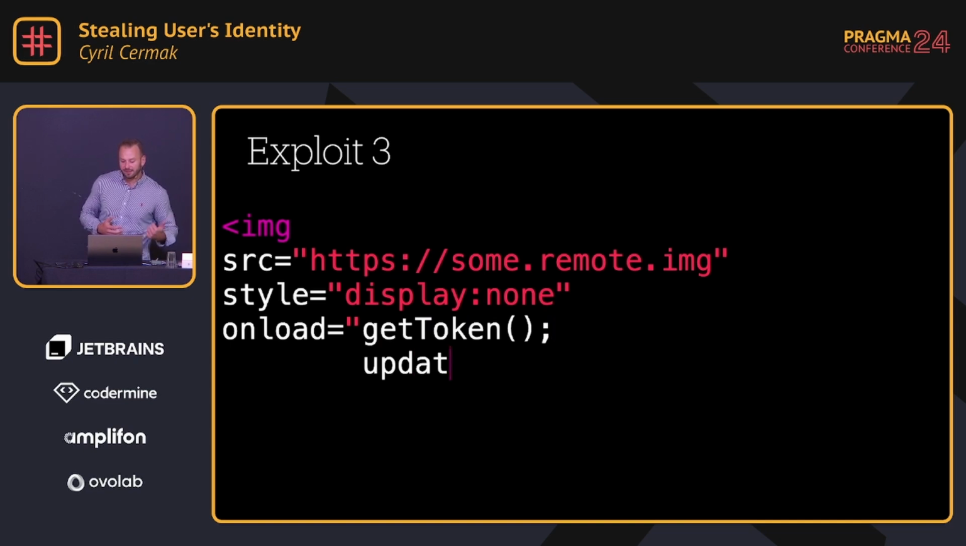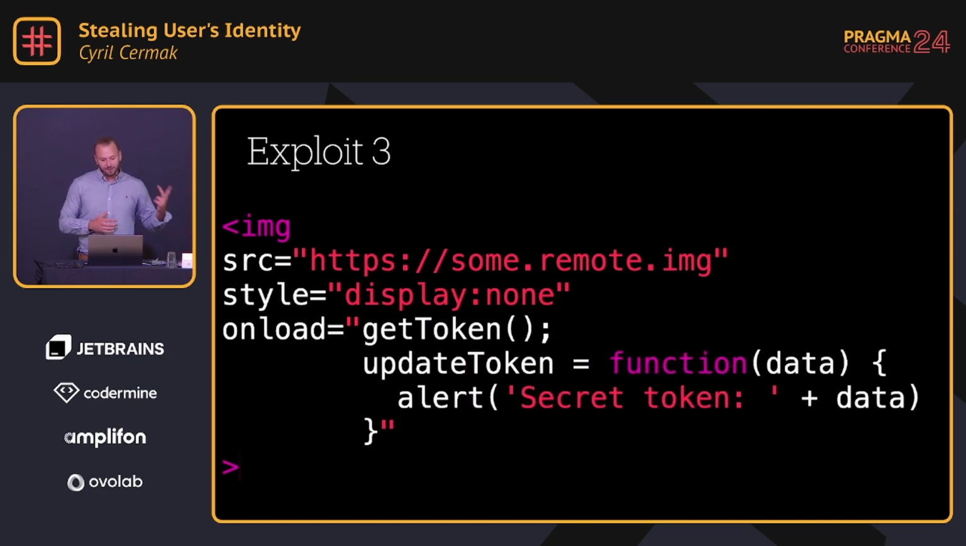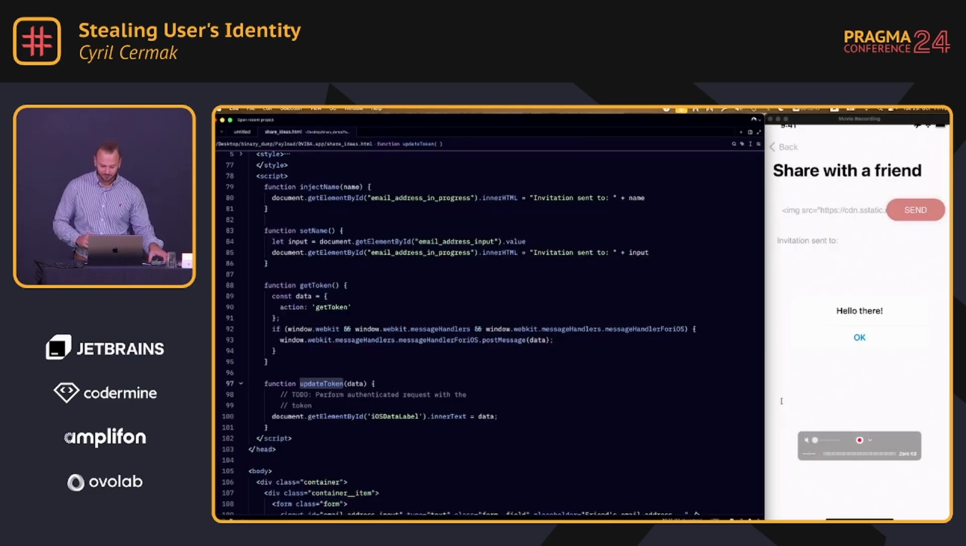So we yet again inject an image. We have a style of display none, so it doesn't bother us. On load, we call the get token, and we're going to override the update token function so that instead of calling the update token within the function there, it's going to call our function. Here we have the alert, and we're going to inject the data that we received in the update token. So let's try it out.